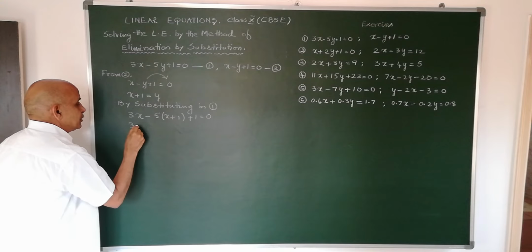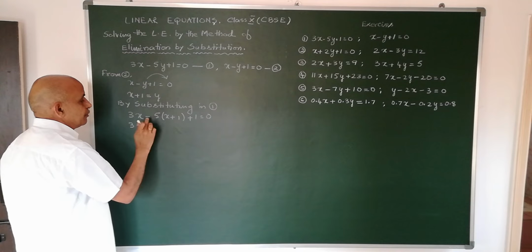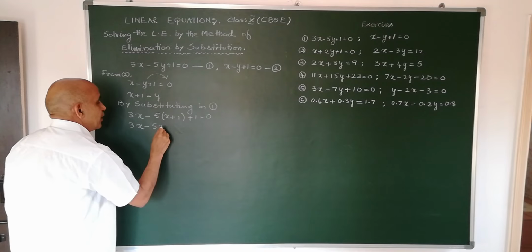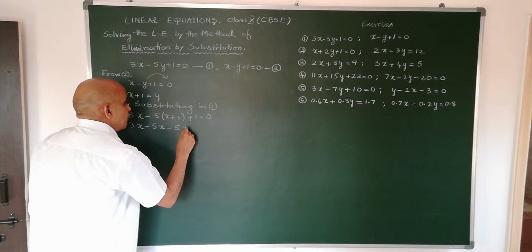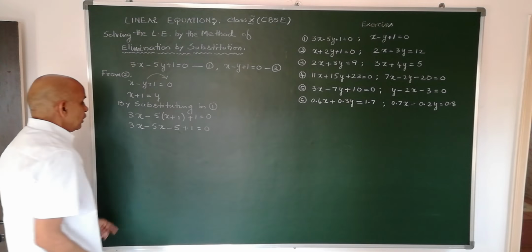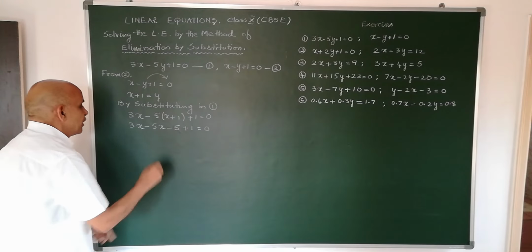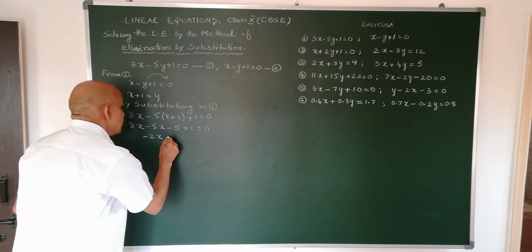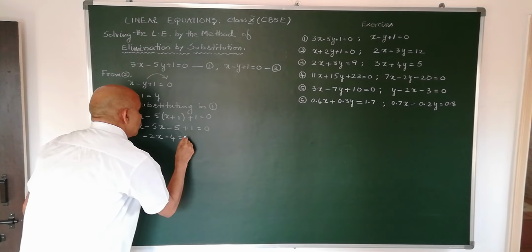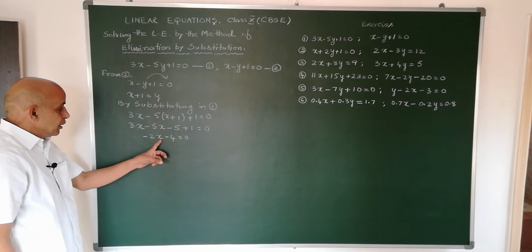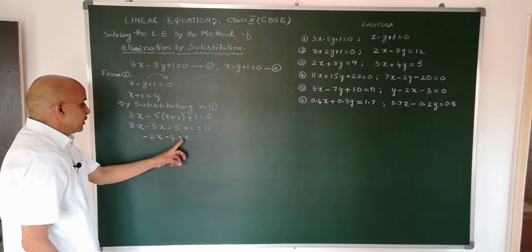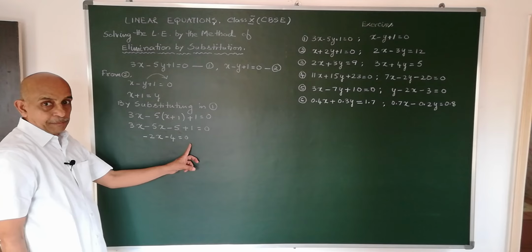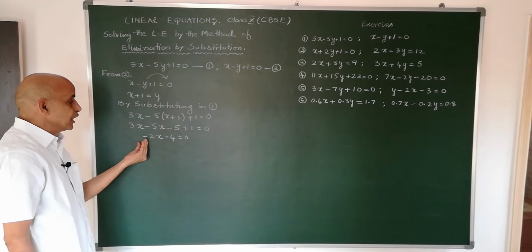Now this is 3x. Now I open the bracket. I will multiply both the terms with this minus 5. Minus 5x minus 5 plus 1 is equal to 0. Now 3x minus 5x is minus 2x. Minus 5 plus 1 is minus 4, equal to 0. Now because of this minus 2x, I can multiply all the terms with minus so that it becomes plus. There are various methods to eliminate this negative sign.